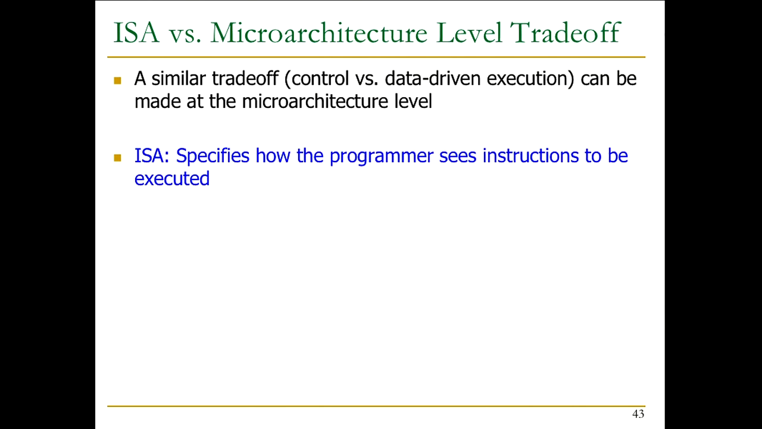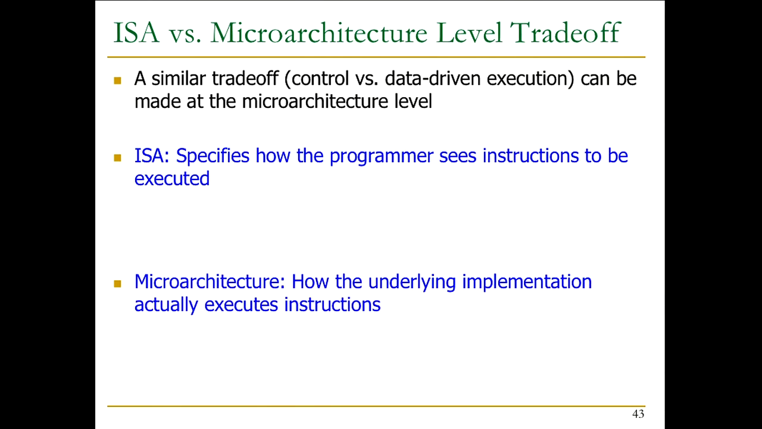So basically, ISA specifies how the programmer sees instructions to be executed, right? And microarchitecture is how the underlying implementation actually executes the instructions. You don't have to obey the sequential order as long as you report the sequential order to the programmer. As long as the programmer doesn't see what you do, you can do anything in the hardware, right?